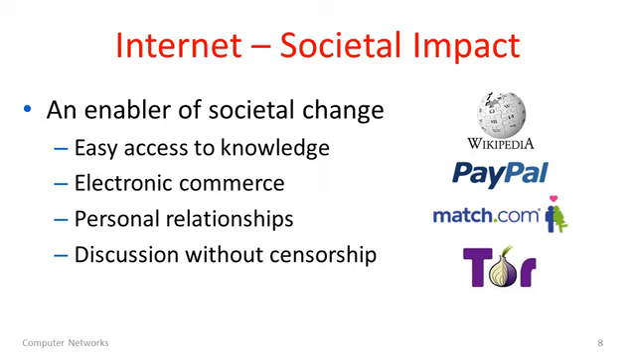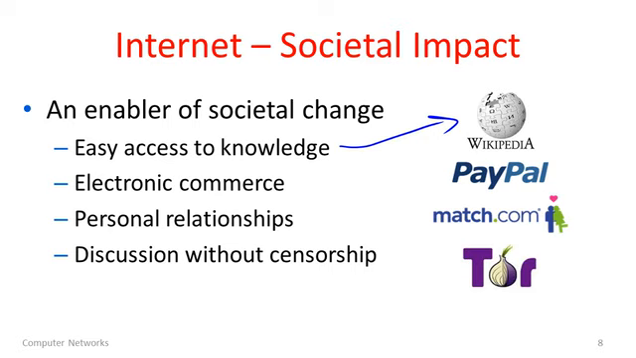Another reason why you might care to learn about the internet is the tremendous impact that it has on our society. So the internet is really an enabler here of societal change. And you can see this in some of the ways that we already use the internet today. The internet provides very easy access to large amounts of knowledge by systems such as Wikipedia. Previously, that knowledge could be very difficult, time-consuming, or expensive to obtain.